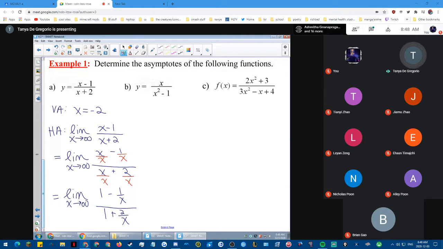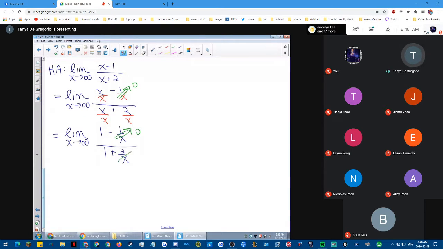And we know that with limits, we want to know what something is approaching. What is the intended height of the function? So I can now conclude that this is approaching 0. 1 divided by a huge number is very, very close to 0. I can also conclude that 2 over x will also approach 0. 2 divided by a huge number is also going to approach 0. So this limit just equals 1. That means I have a horizontal asymptote at y equals 1.